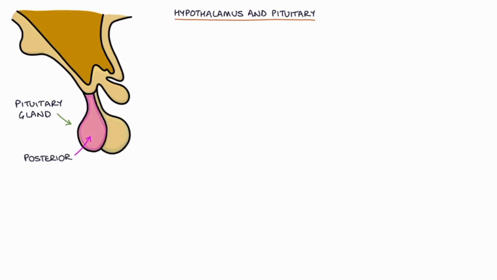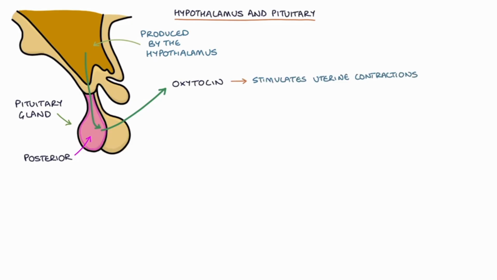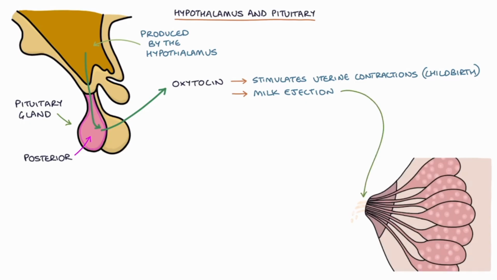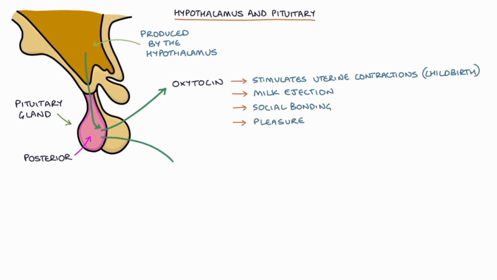The posterior pituitary releases oxytocin, which is actually produced by the hypothalamus but secreted by the posterior pituitary. Oxytocin stimulates uterine contractions during childbirth and milk ejection during breastfeeding, and also plays a role in social bonding and pleasure, and antidiuretic hormone, or ADH, which is again produced in the hypothalamus but secreted by the posterior pituitary.